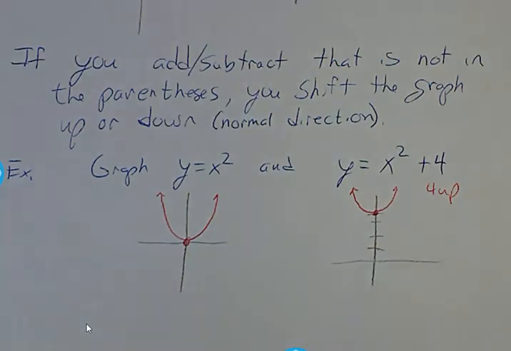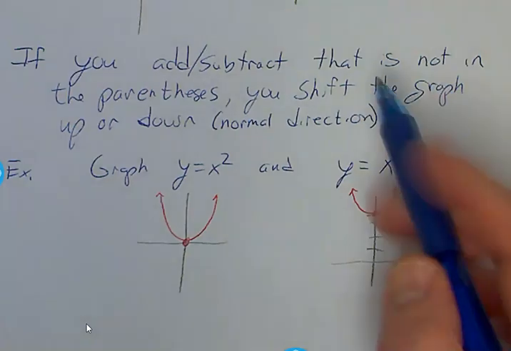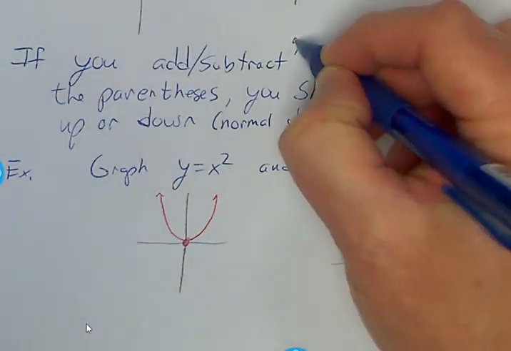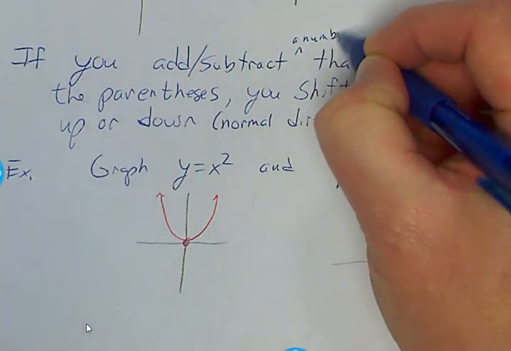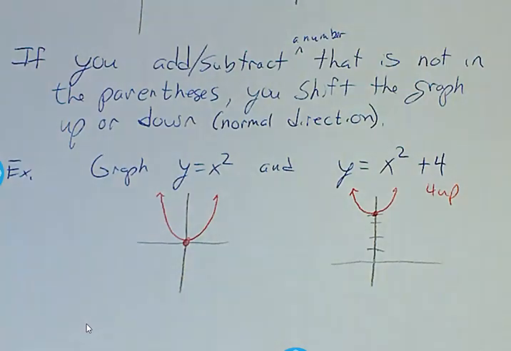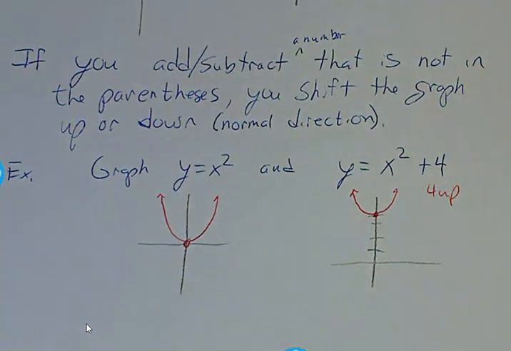Oh, I realized I left this off here. If you add or subtract, there is supposed to be a number here. Yeah, that doesn't make any sense. If you add or subtract a number that's not in parentheses, you shift the graph up or down.